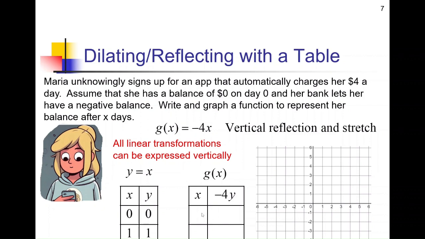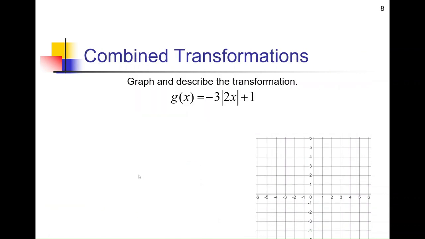So my x values are still 0 and 1. For the y values now, well, -4 times 0 is still 0, so that doesn't change, but -4 times 1 is -4. So graphing these out, we've got 0, 0, and 1, -4, and then just draw the line through those. And that's Maria's bank account. Not a pretty picture. At this point, we've done a little bit of every transformation.